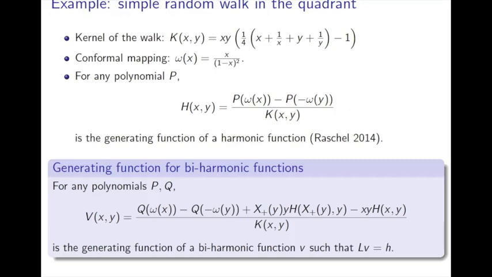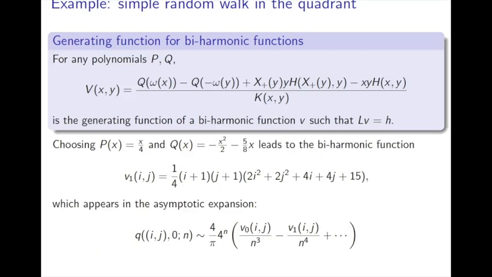Note that in this expression, h depends on p. So one can play with p and q to construct biharmonic functions, and if one chooses p and q as these formulas, one gets the biharmonic function v1, which appears in the asymptotic expansion of the number of excursions.